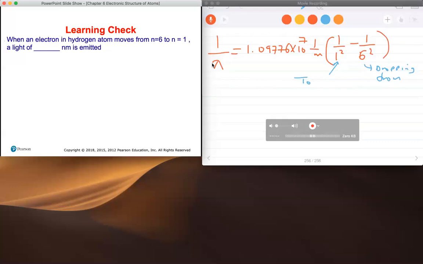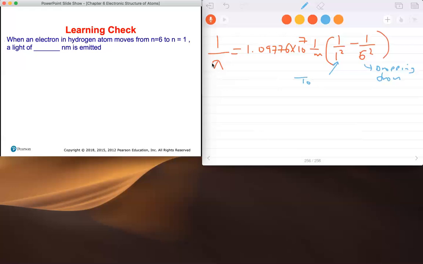Let's solve first of all the equation. All right. If you plug in your equation, you can do what you have in your parentheses first. 1 minus 0.0277, I see this is 0.972. No, this is 1.09776 times 10 raised to 7 per meter times 0.972. All right, so we just multiply that times 1.09776 exponential 7.